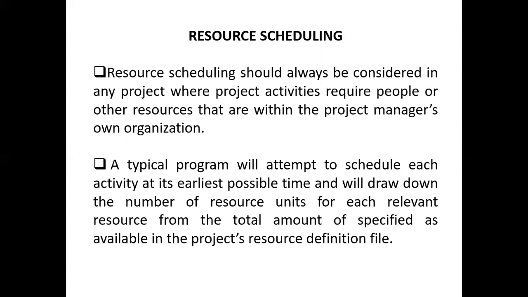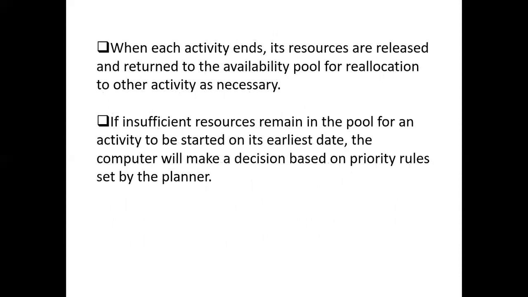A typical program will attempt to schedule each activity at its earliest possible time, and will draw down the number of resources for each relevant resource from the total amount specified as available in the project definition file. When the activity ends, its resources are released and returned to the available pool for reallocation. If insufficient resources remain in the pool for an activity to be started on its earliest date, the computer will make a decision based on the priority rules set by the plan.